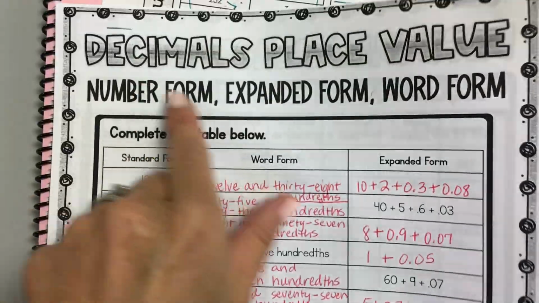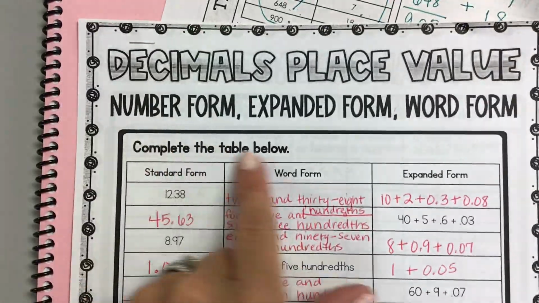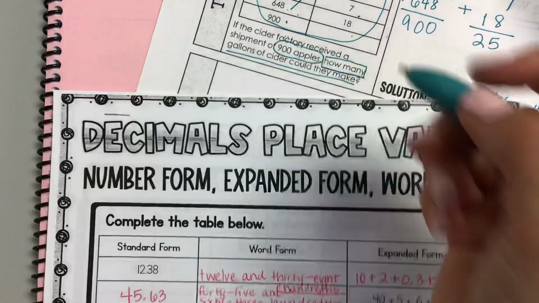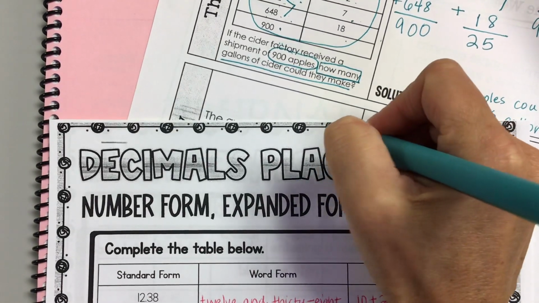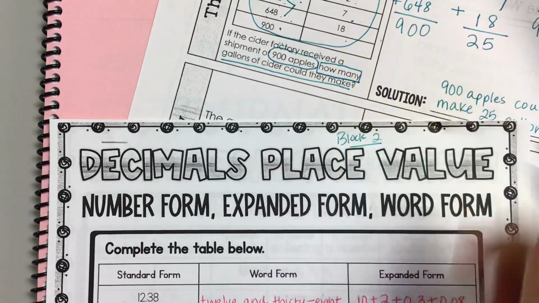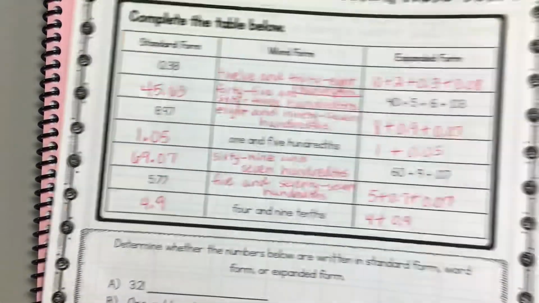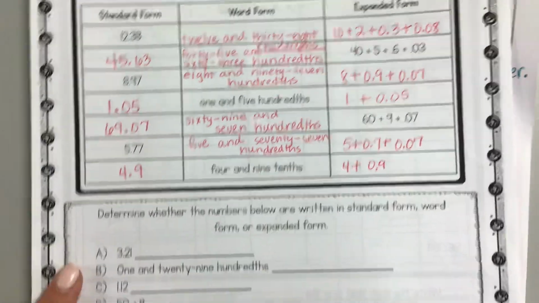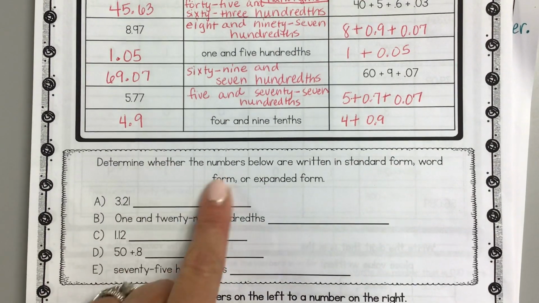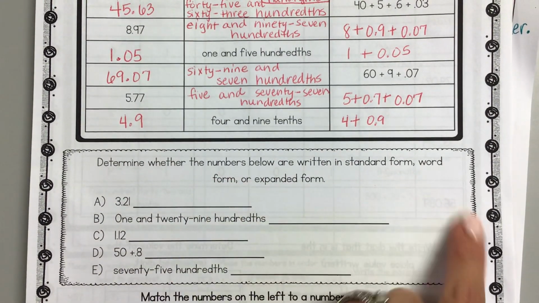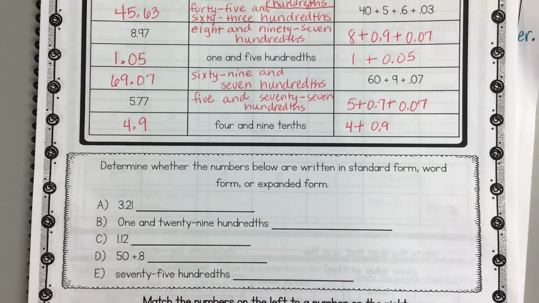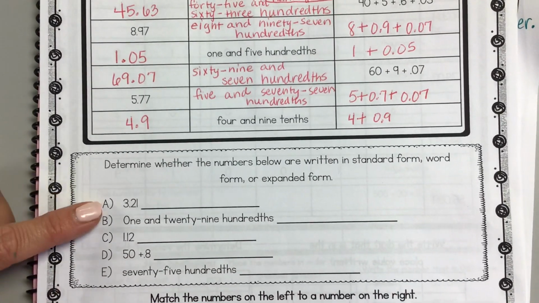Okay, we're looking at our decimal place value, number form, expanded form, word form. This is block 2. If you're in block 2, you should already have this. Okay, this middle section here, the directions say determine whether the numbers below are written in standard form, word form, or expanded form. That should be pretty easy for us.